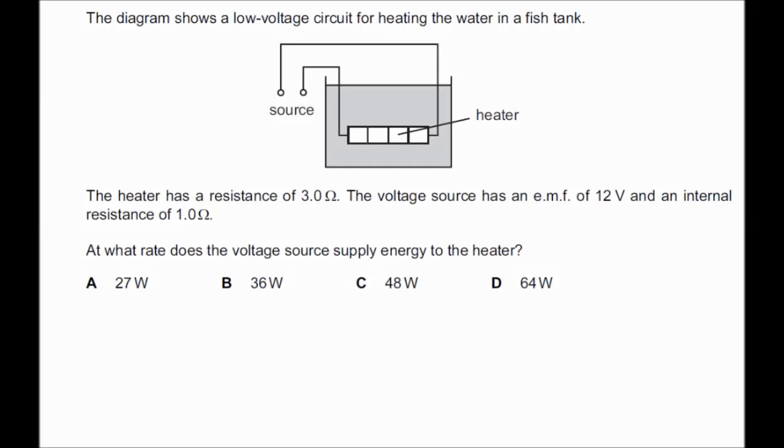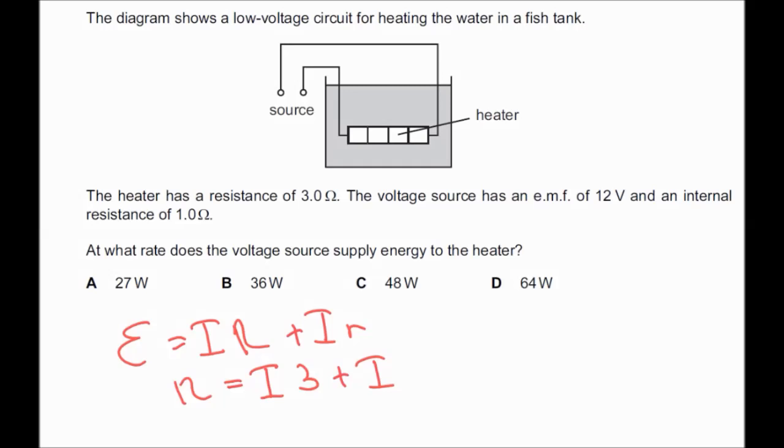Okay, so EMF equals I big R plus I little r. So we have 12 volts is equal to I times (3 plus the internal resistance of 1). So the current is going to equal 3 amps. So at what rate does the voltage source supply energy to the heater?